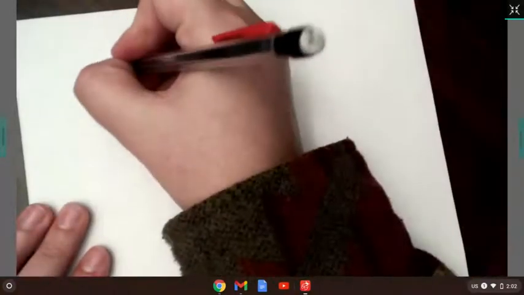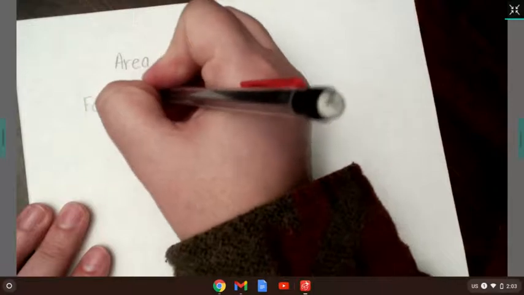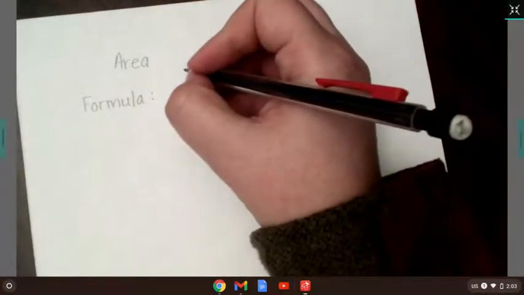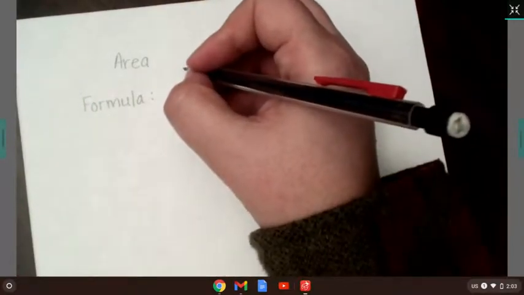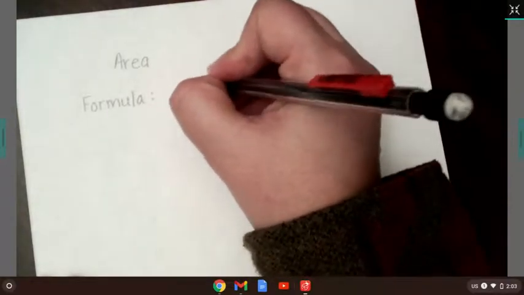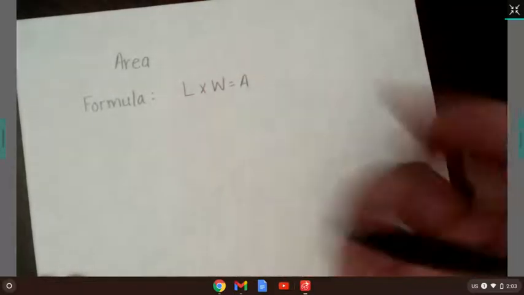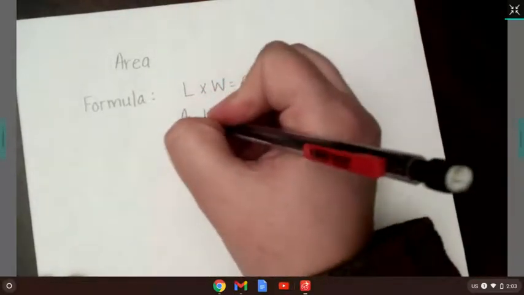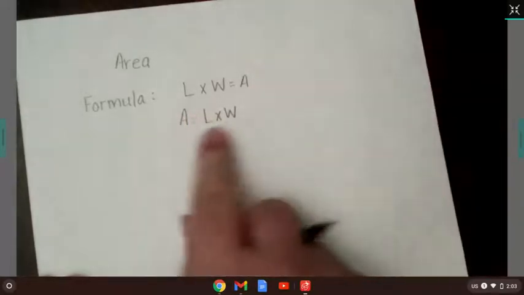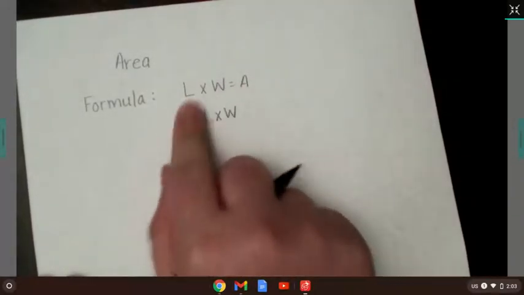Area has a different formula. Our area formula is just length times width, and you might remember that from last year. Length times width equals A, where A stands for area, or A equals length times width. It's either or, but your area is just multiplication.